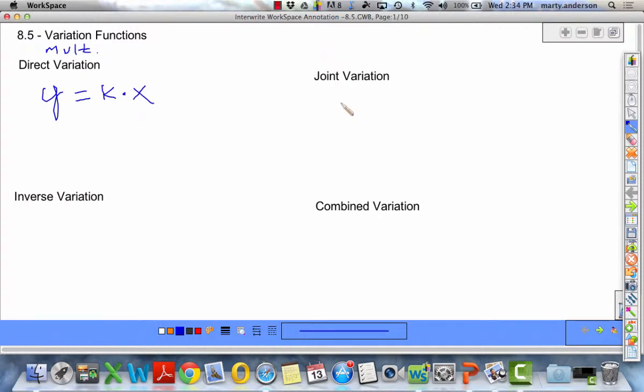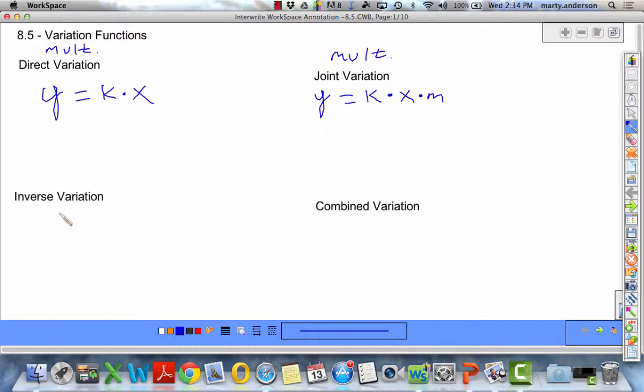Joint is more than one multiplication. So it might look like y equals k, again, the constant of variation. That's what we'll be solving for. And it might be times x times m. This would mean that y varies jointly with both x and m. And again, that's more than one multiplication.